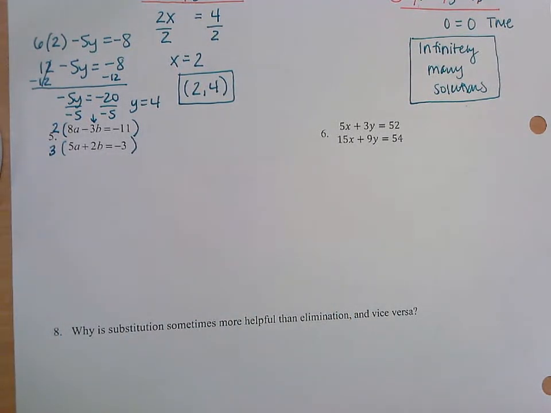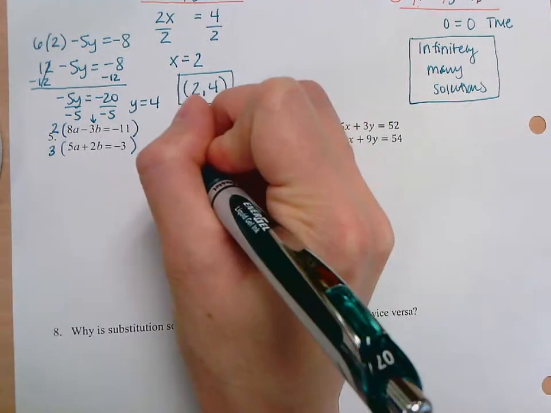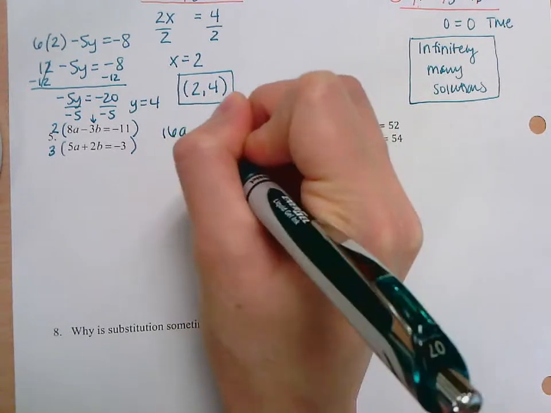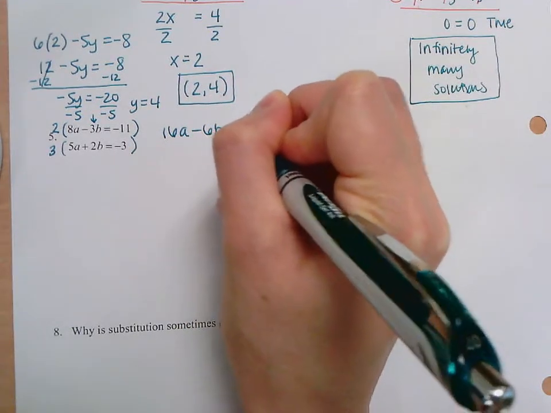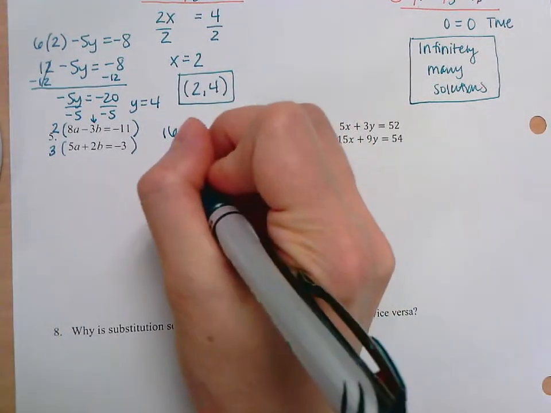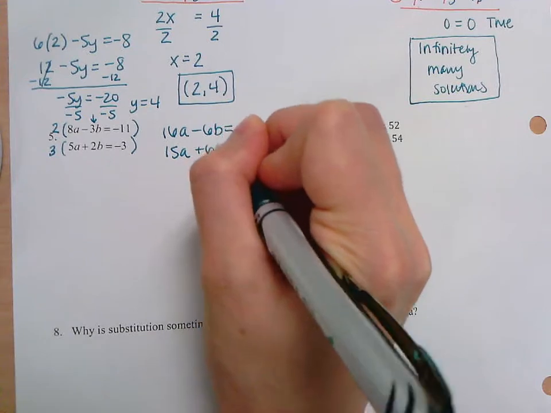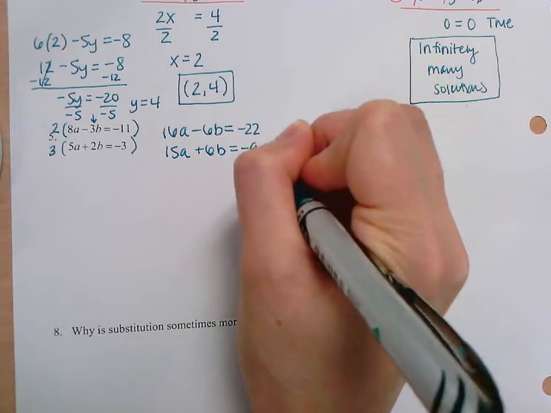So here's where you would have to multiply both either way. For either variable you try to eliminate, you have to multiply both equations by a different number. So multiplying my top equation by 2, I'd have 16a minus 6b equals negative 22. And my bottom equation by 3 is 15a plus 6b equals negative 9.